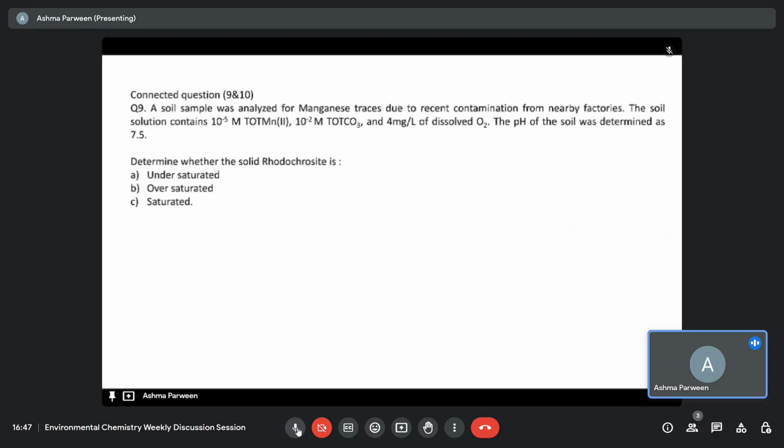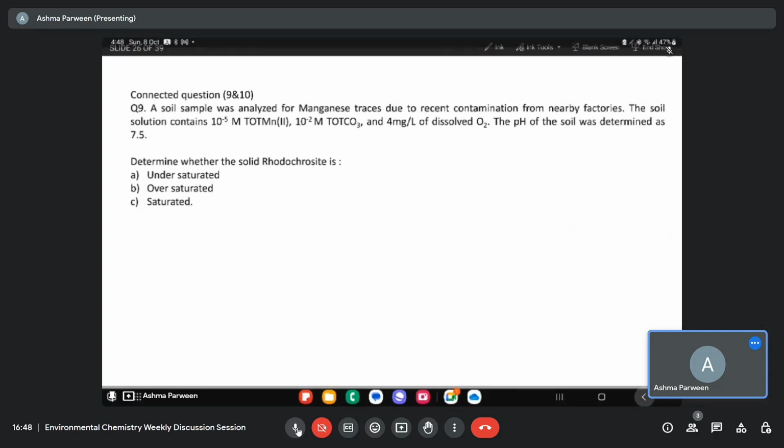Questions 9 and 10 are connected. I think this question we will solve by Mintek. So the question is, a soil sample was analyzed for manganese traces due to recent contamination from nearby factories. The soil solution contains this much manganese and this much carbonate with 4 milligrams per liter of dissolved oxygen. The pH of the soil is given and we have to find whether the solid rhodochrosite will form or not. So we will feed everything into Mintek and we will see if rhodochrosite is supersaturated or not.